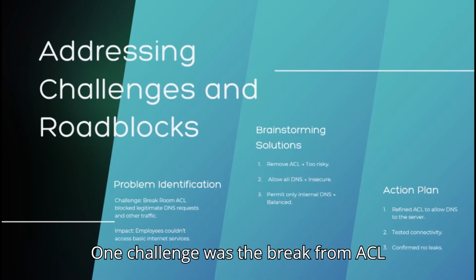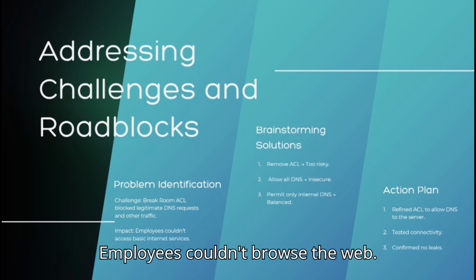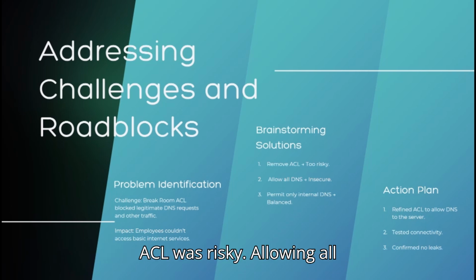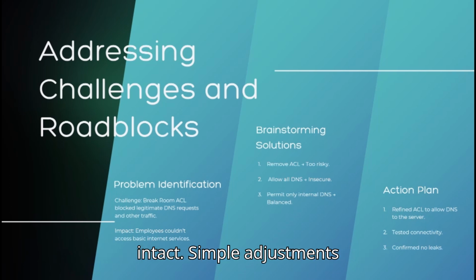One challenge was the breakroom ACL blocking DNS. Employees couldn't browse the web. We brainstormed fixes. Removing the ACL was risky. Allowing all DNS was insecure. Instead, we refined the ACL to permit only internal DNS. After testing, connectivity worked and security stayed intact. Simple adjustments saved the project.